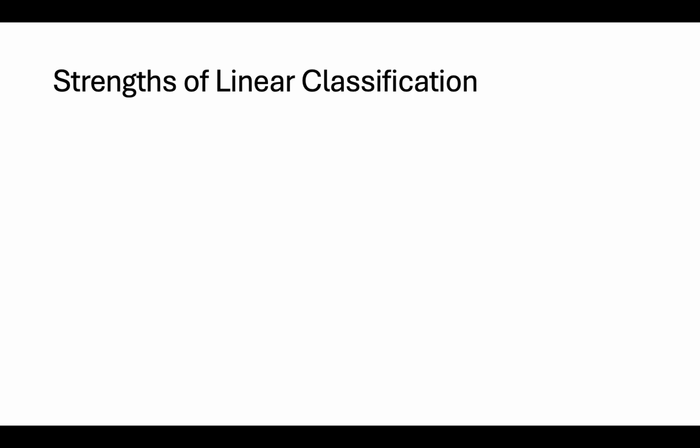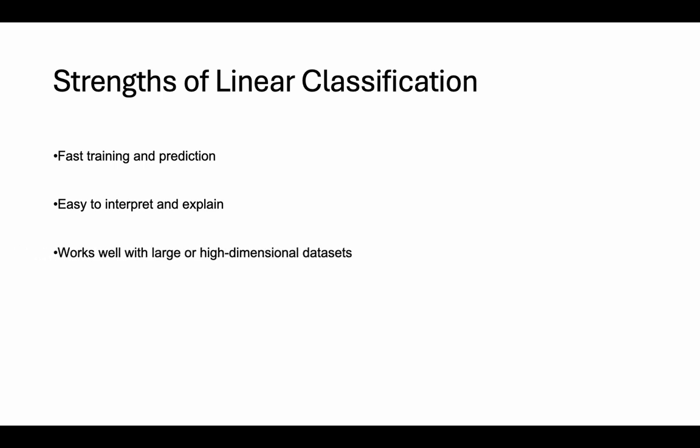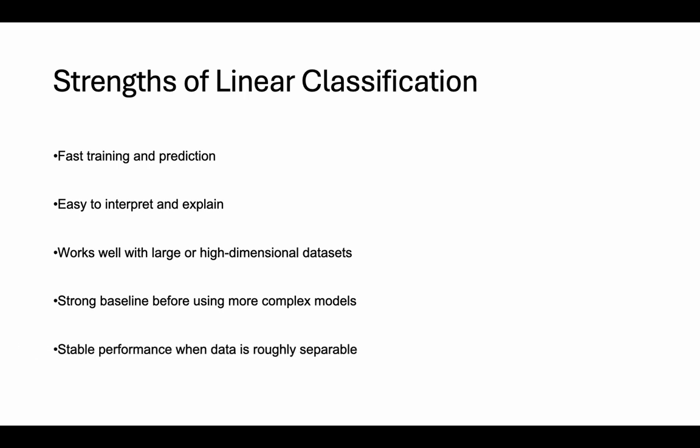Linear classification offers several important advantages. It trains quickly and makes predictions with very low computational cost. The decision boundary is easy to understand, which makes the model transparent and suitable for teaching, medical applications, or any context where explanations matter. It performs well even when the number of features is large, and it often serves as a solid reference model before exploring more advanced approaches. These strengths make linear classification a reliable starting point for many machine learning problems.